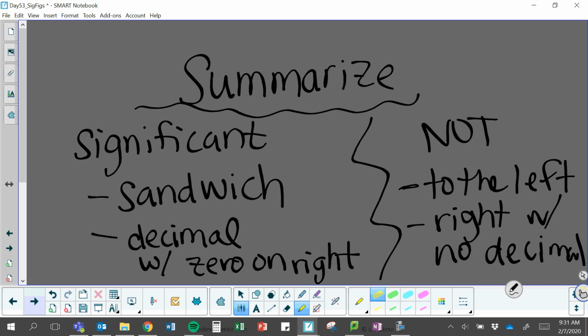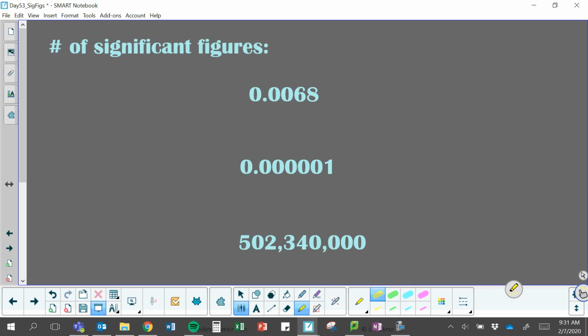Okay, so this is our summary of when zeros are and are not significant, because they're the easiest one to get mixed up on. So they are significant when they're sandwiched or when there's a decimal point and the 0 is on the right of the number. They are not significant if they're ever to the left of the number or if they're on the right and there's no decimal point. So those are the things to remember. Okay, so you can pause that and practice with some of these examples.